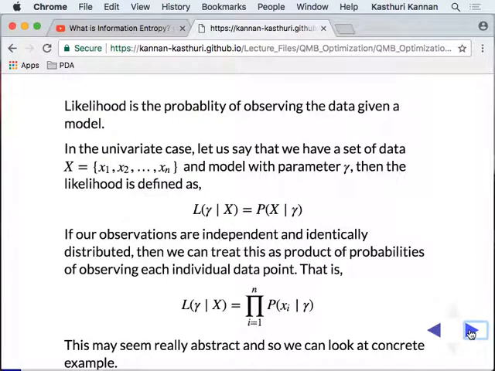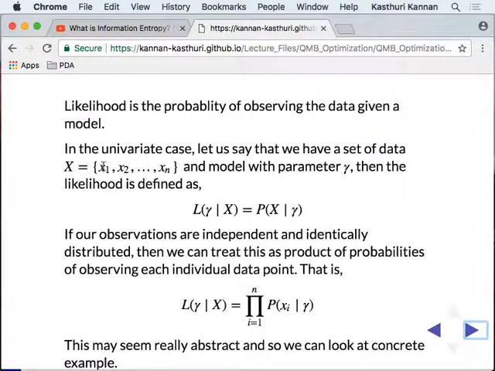Okay, so likelihood and maximum likelihood estimates. Likelihood is a probability, right? If you are given data, you are seeing something, and the likelihood is the probability of observing the data given a model. So for instance, in just a one variable case, let's say that you have some data, x1, x2.